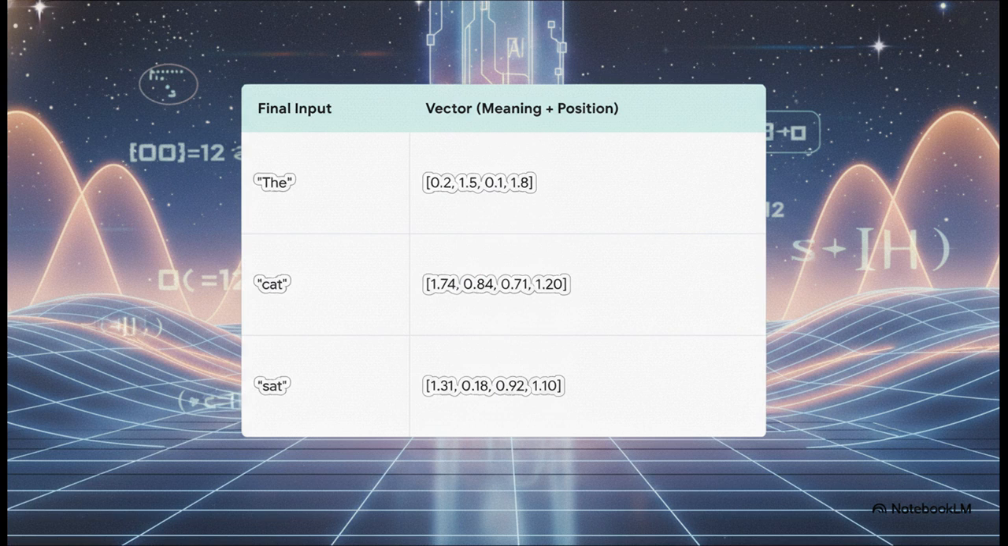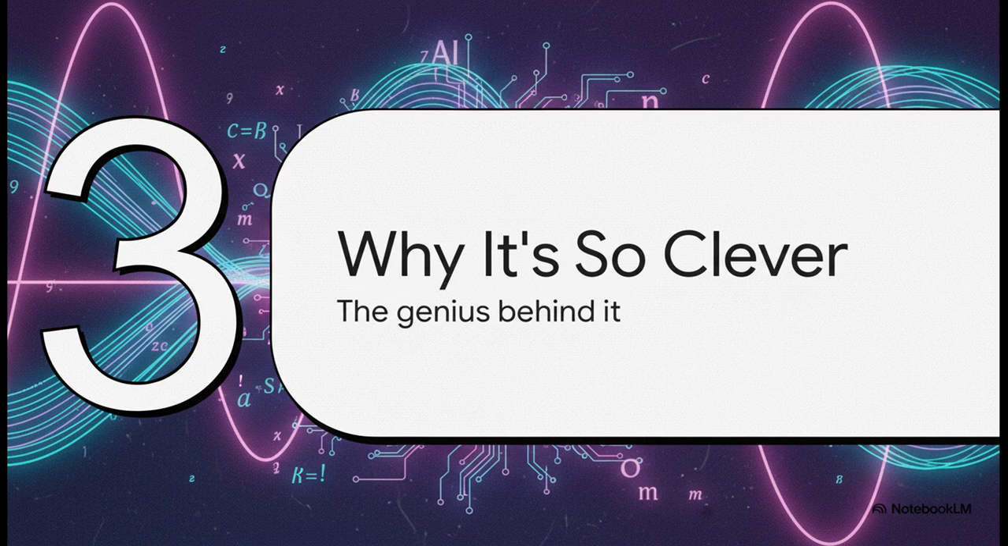And for the final step, we just add them up. We take the meaning vector and the position vector for each word and combine them. And that's it. We have our solution. This final set of numbers you see here is what actually gets fed to the AI. And inside these numbers is this bundled information about both what a word means and exactly where it is in the sentence.